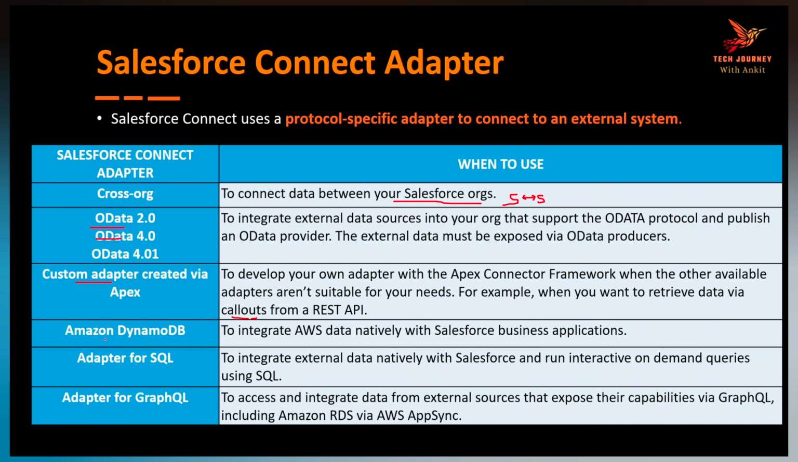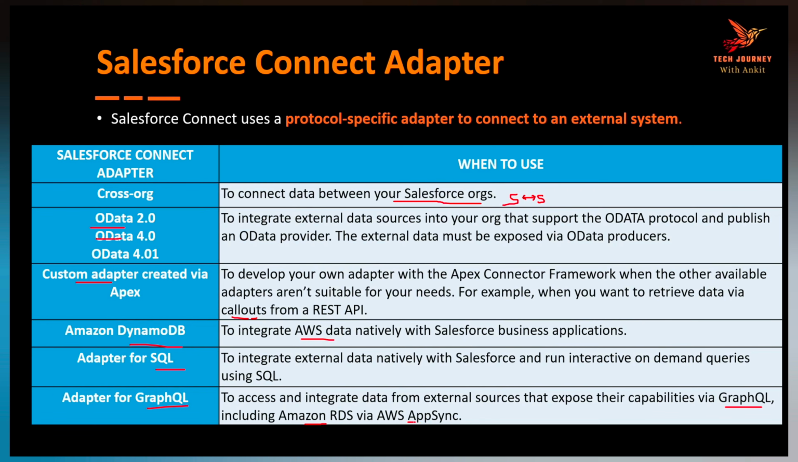Similarly, out of the box, there are a few more adapters that Salesforce has provided for frequently used applications like DynamoDB, SQL, as well as GraphQL. DynamoDB is helpful whenever you are integrating with AWS. SQL is useful whenever you are bringing SQL data tables inside Salesforce, and GraphQL is also helpful whenever you want to integrate external sources that have capabilities extended via GraphQL. A few examples here are Amazon RDS and AWS AppSync.